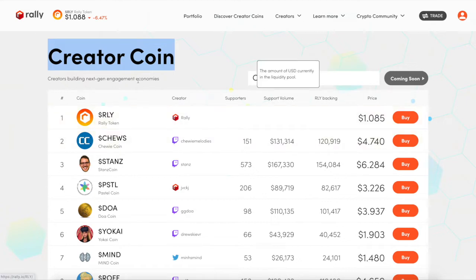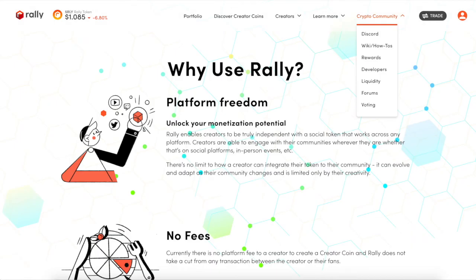Anyways, guys, what is creator coin? All right, so we're going to go through a couple of the basically the introduction to it, and then we'll dig deeper into it. Basically, what this does is Rally enables creators to be truly independent, and it creates a social token that works across any platform, and you can engage with the community by creating incentives with these tokens. So if you hold the token, you can earn rewards, or if you hold the token, you can get into subscription plans. Like, for example, some people do Patreon or something like that. You hear them talking about it on the channel all the time.